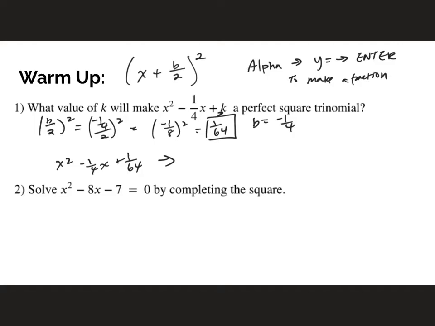If I'm factoring x squared minus 1/4 x plus 1/64, I'm going to do x, and then I found that my b over 2, when I simplified it, was -1/8, because when I did -1/4 divided by 2, I got -1/8. So I'm going to do x minus 1/8 quantity squared. And that's going to be my fully factored perfect square trinomial.